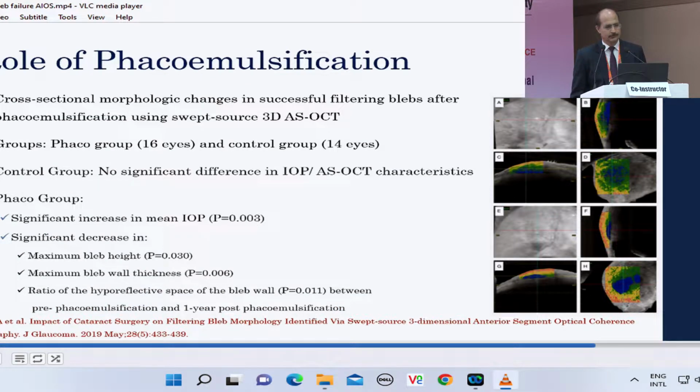This was an interesting article discussing the role of phacoemulsification and studying the cross-sectional morphological changes in the successful filtering bleb after phaco using swept-source 3D AS-OCT. And they found that in the control group there was no significant difference either in IOP or AS-OCT characteristics. But in the phaco group there was significant increase in the mean IOP and significant decrease in the bleb height, maximum bleb wall thickness and ratio of hyporeflective space of bleb wall between pre-phacoemulsification and 1 year post-phacoemulsification.